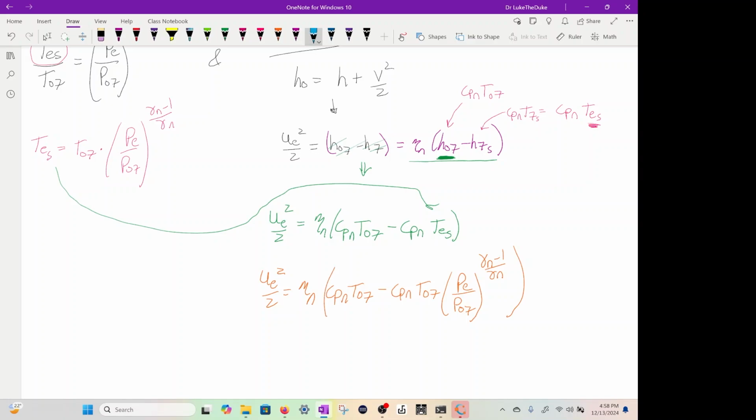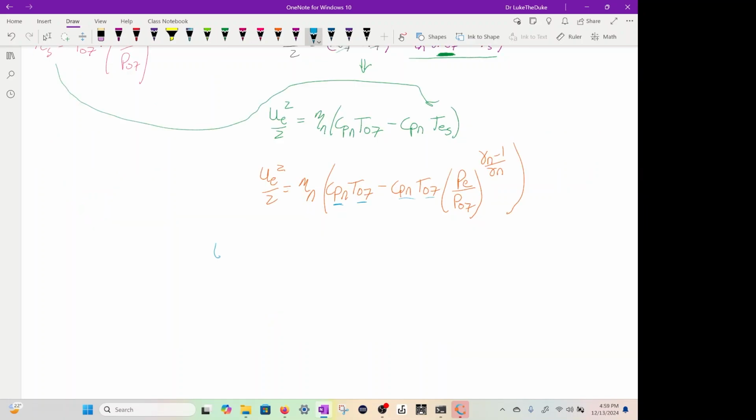Now, I can factor out a CPN and a T naught 7. So UE squared over 2 equals eta n CPN T naught 7 times 1 minus PE over P naught 7 raised to the gamma n minus 1 over gamma n.